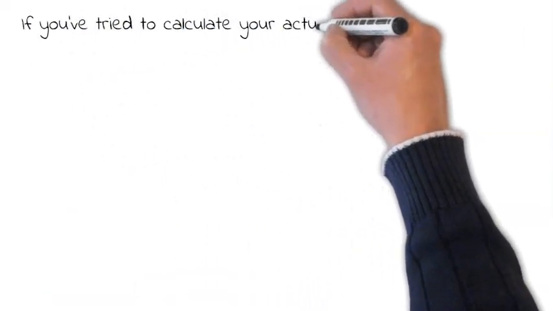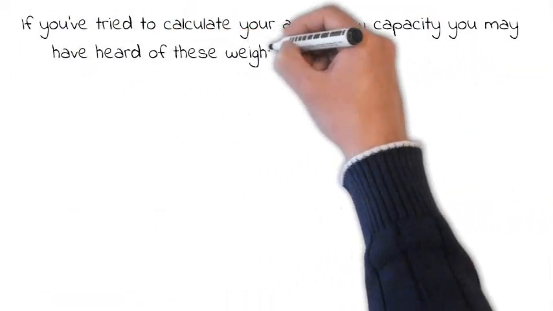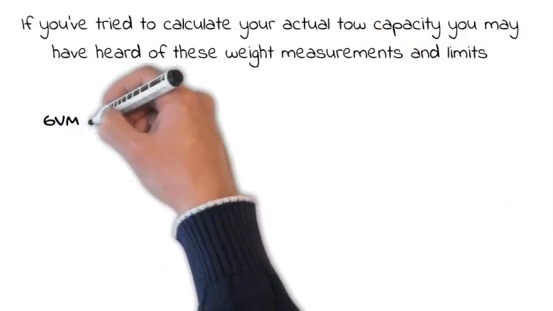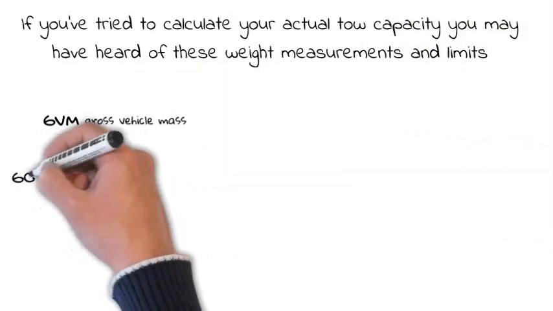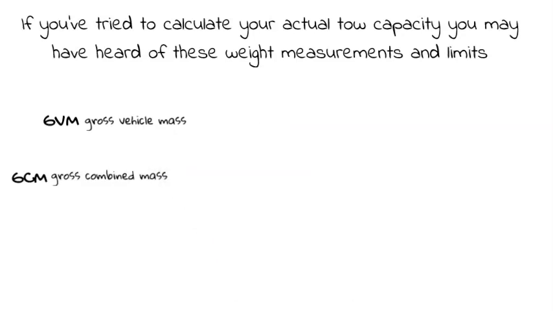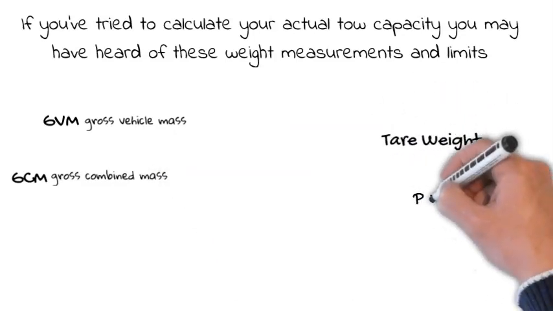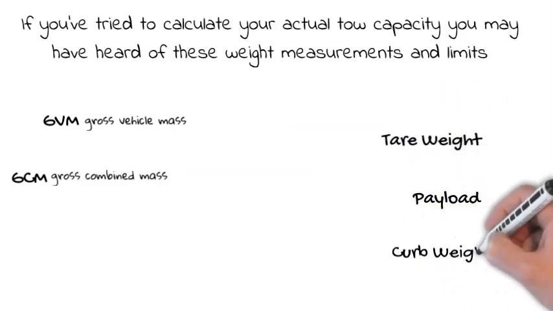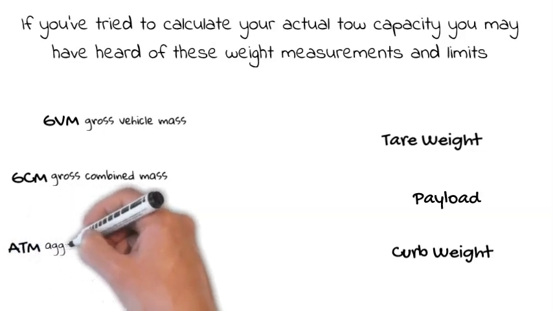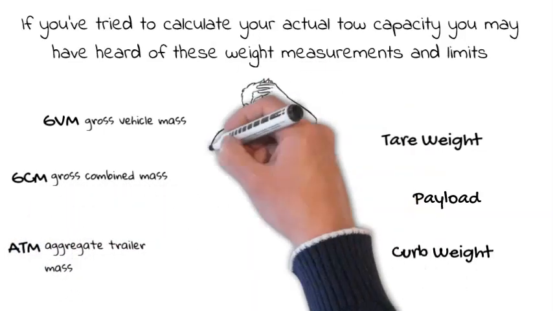If you've ever tried to calculate your actual tow capacity, you would have heard of some of these weight measurements and limits. GVM or gross vehicle mass, GCM or gross combined mass, tare weight, payload, curb weight, and ATM or aggregate trailer mass.